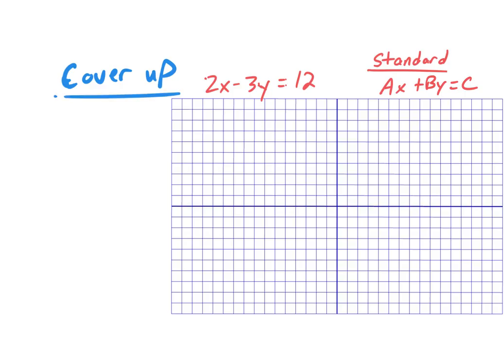And I'll explain why I call it cover-up. In order to graph a line, I must have 2 points at least. On this one, we're not going to use slope because we don't know what the slope is. That's the hard part about standard form. The A, the B, and the C here don't represent anything. They're not your slope, they're not your y-intercept, they're not your x-intercept, they're not anything that we need.